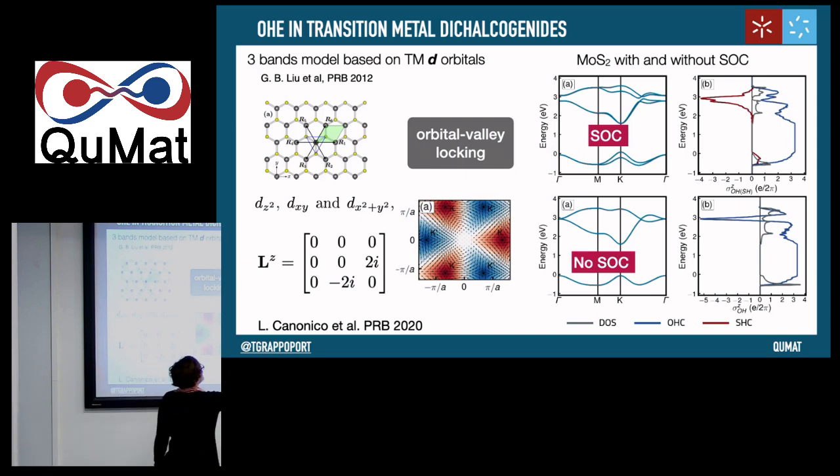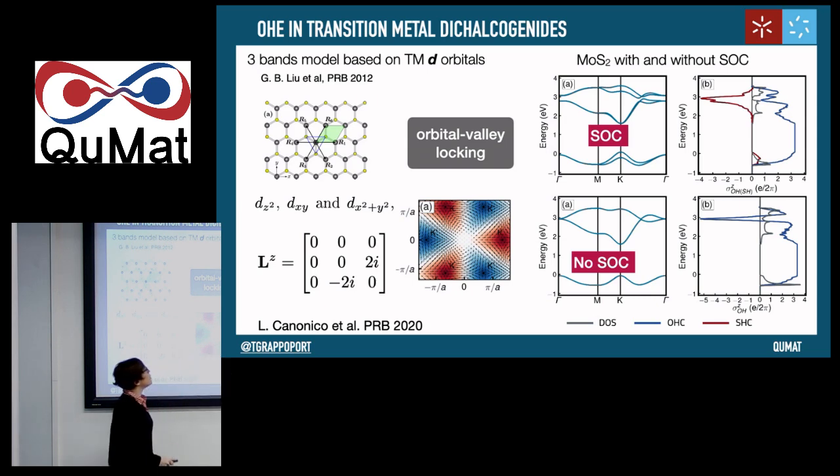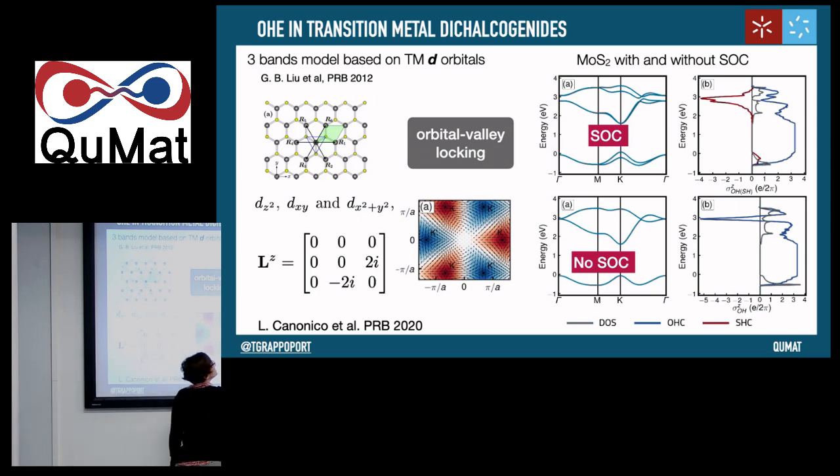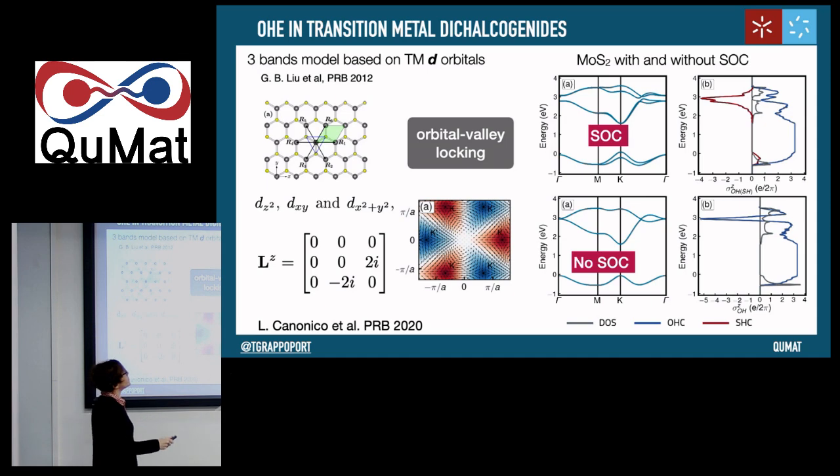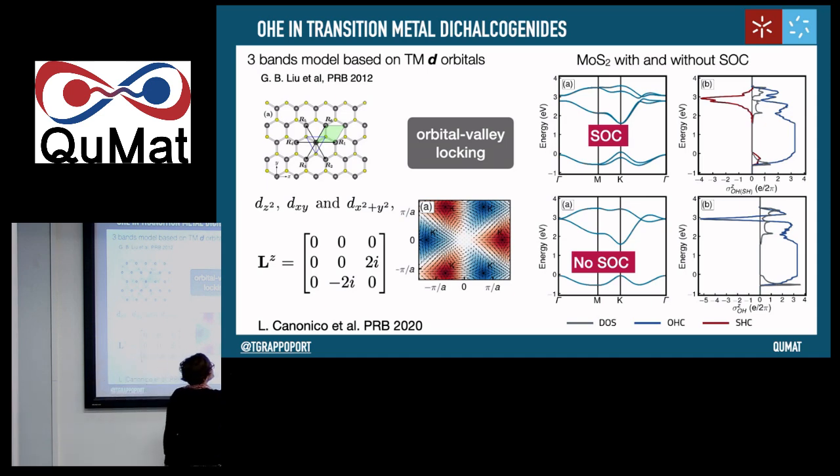Now, if you look at the spin Hall conductivity in red, we can see that inside the gap, close to the gap, it is almost zero. We can also calculate the orbital Hall conductivity. And surprisingly enough, there is a plateau that appears in the orbital Hall effect, regardless of the existence or not of the spin-orbit coupling.